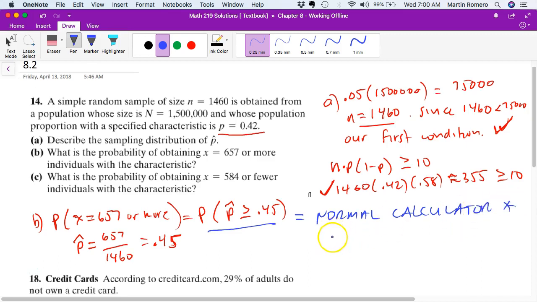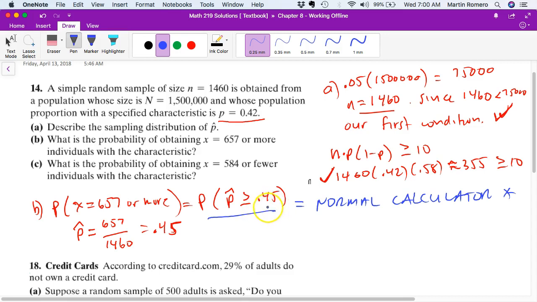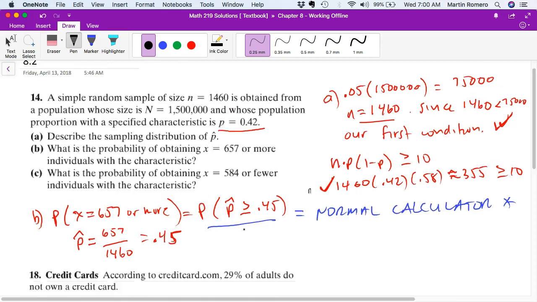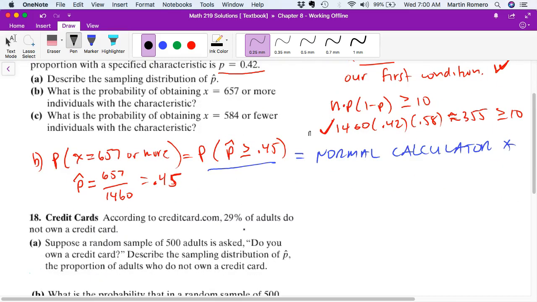But before we can do that, we need to convert this into a z-score, or not necessarily. What we need is the proportion mean and then the standard deviation. So we need those values before we can use the normal calculator, and we need to go ahead and calculate those two values.